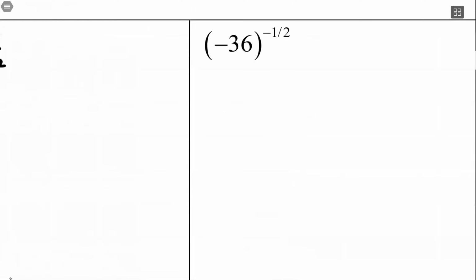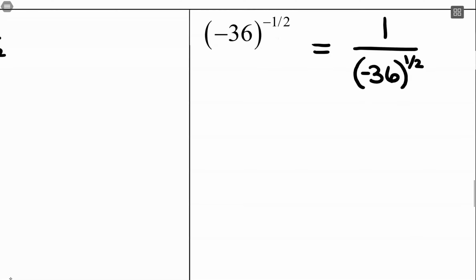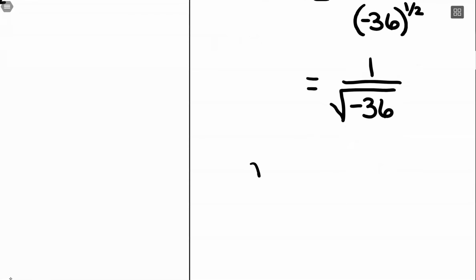With this example here, our negative exponent is covering all of this in the parentheses, so all of that is going to move to the denominator. So we'll have 1 over, and I'm going to keep those parentheses, negative 36. But now outside of the parentheses, we'll have an exponent of positive 1/2. Now the positive 1/2 is a square root, so this is 1 over the square root of, and that negative 36 goes underneath. But now this is the case of taking an even root of a negative number, which we can't do. So this is going to turn out to be not a real number.